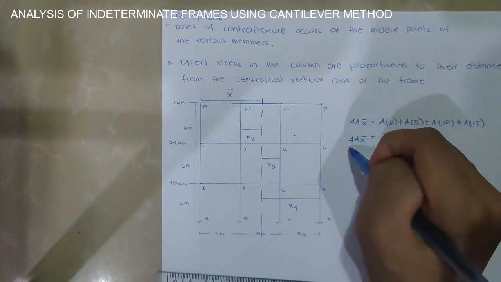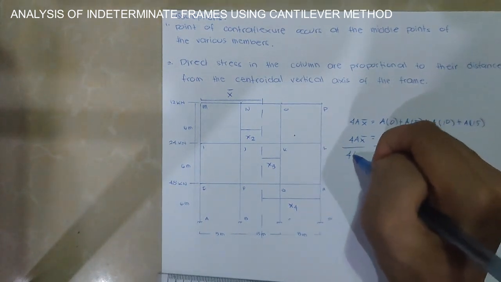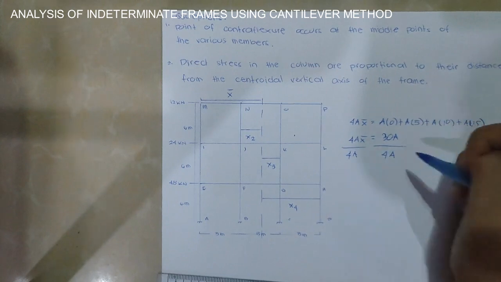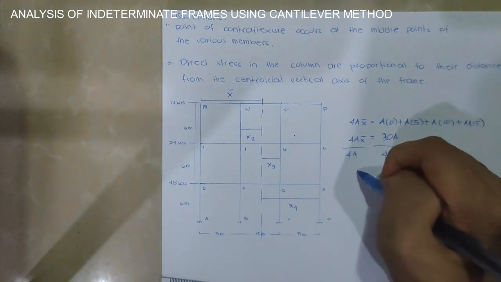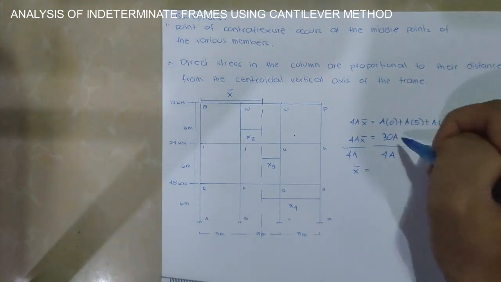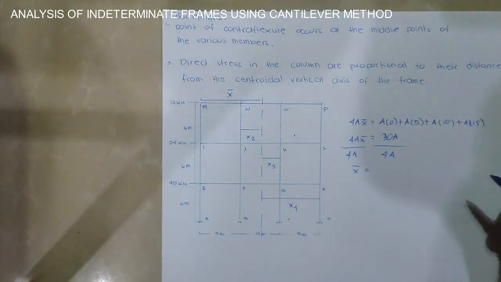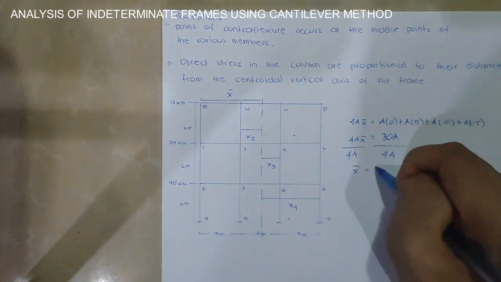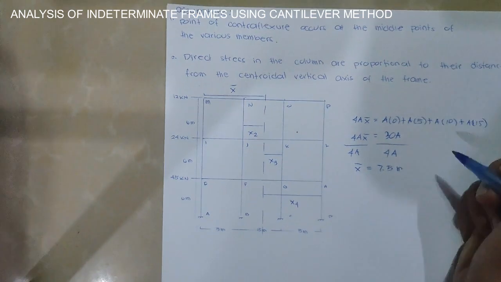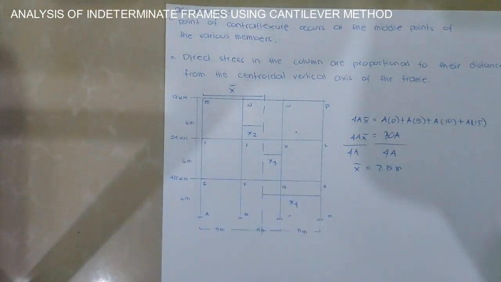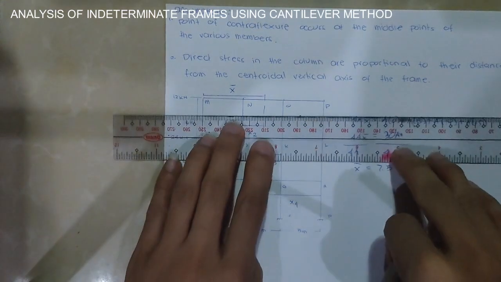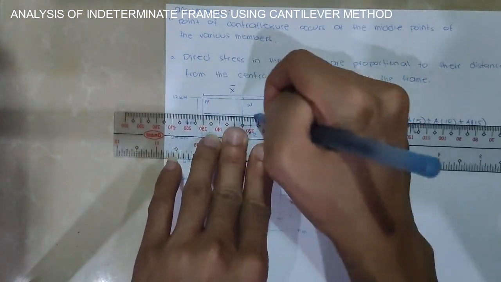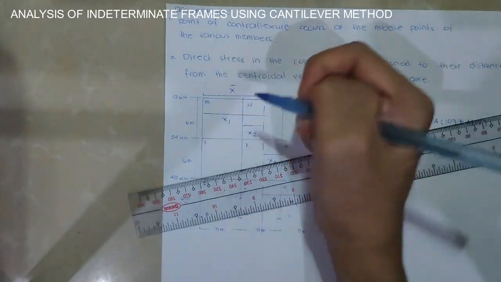Then let's divide both sides by 4A to get our x bar. So for x bar, we input this in our calculator. We will have a distance of 7.5 meters. What is that, x bar? Or let's say this is our x1.